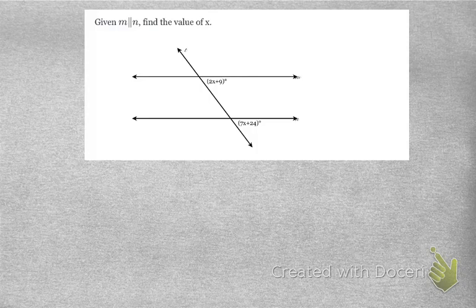If they're supplemental, they don't look equal to each other. If they're complementary, they don't usually look equal to each other. But these are equal to each other. And so we're going to set them equal to each other, right? Not set them equal to 180, set them equal to each other. Because why? Corresponding angles are equal to each other. So you would say that 2x plus 9 equals 7x plus 24.